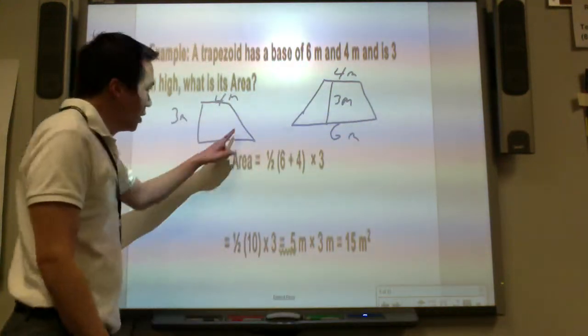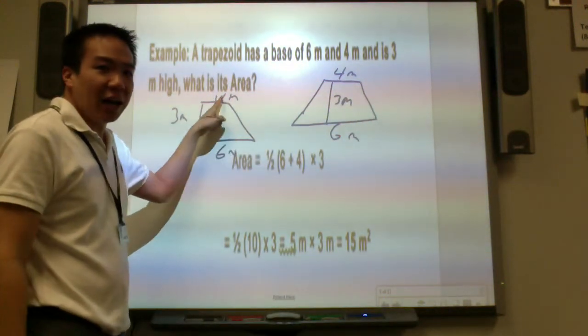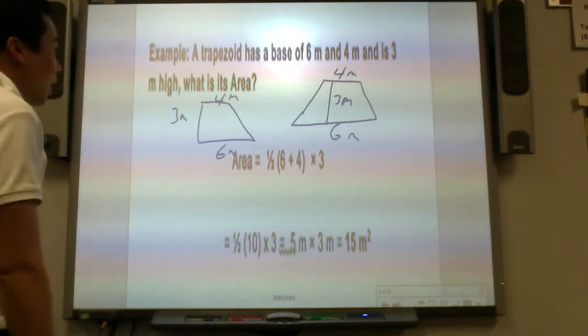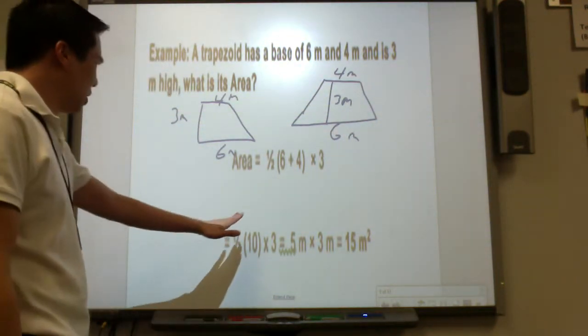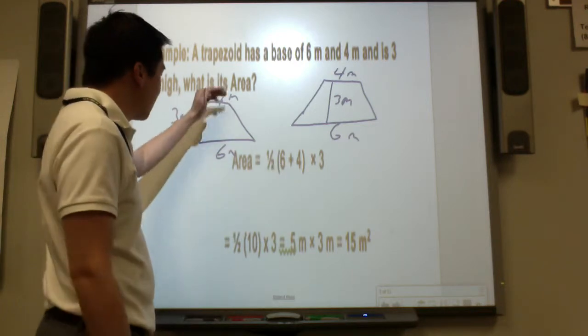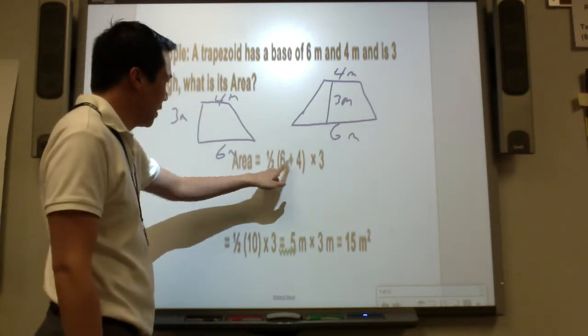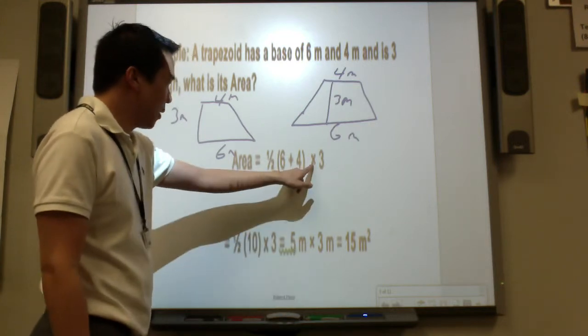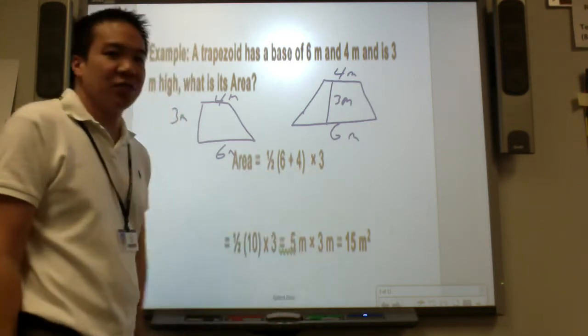Be careful. This is diagonal. This is not any height right here, because when you measure your height, you stand straight up. So find the area of this. In this one, what they did is they added the two bases, 4 plus 6 is 10. Half of that, half of 10 is 5. Then they multiply by the height of 3, 15 square meters.